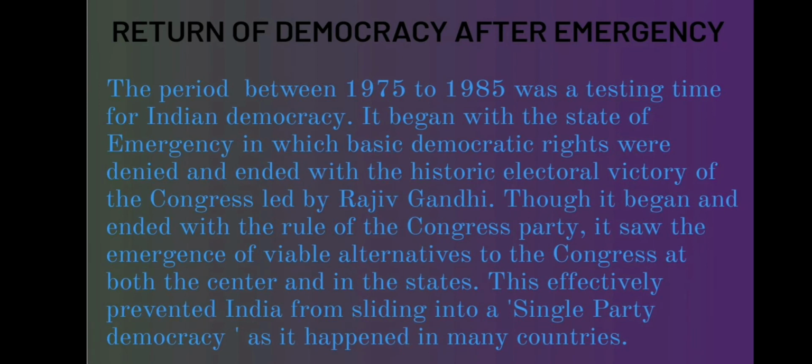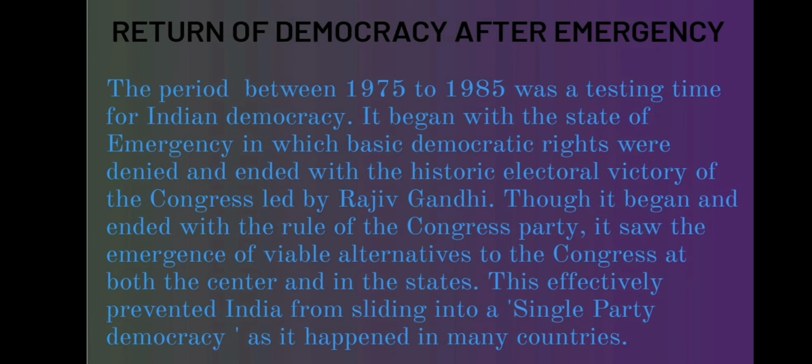These 10 years, 1975 to 1985, played a very vital role, and we can consider it a testing time for Indian democracy, as it was started by the Congress party, and this transformation even ended with the Congress party, by the victory of Rajiv Gandhi. Though it began and ended with the rule of the Congress party, it saw the emergence of viable alternatives to the Congress at both the center and in the states.